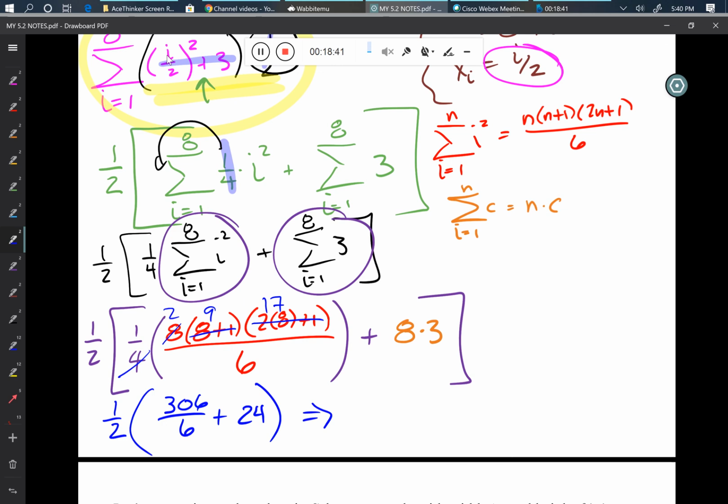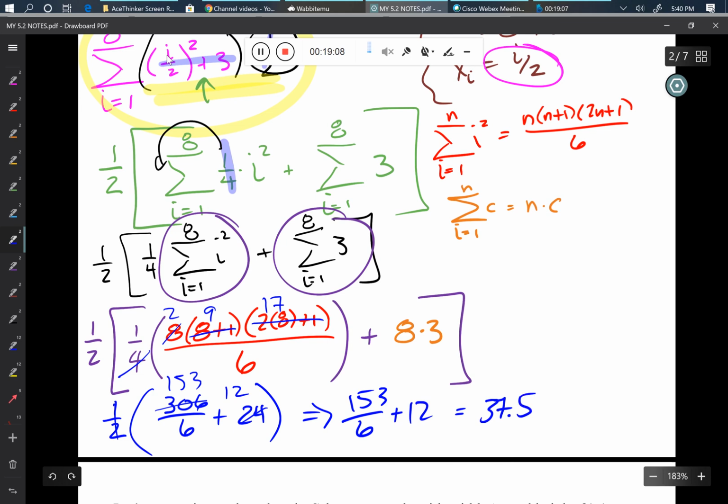So let's see, I'm just going to do some math here. This is going to become 153 and this is going to become 12. We're just going to get rid of the 1/2. So I have 153 over 6 plus 12. So 153 divided by 6 plus 12 gives me 37.5, or if you prefer, 75 halves. That is the ugliest 5. 75 halves.